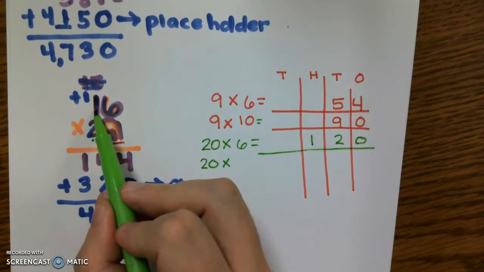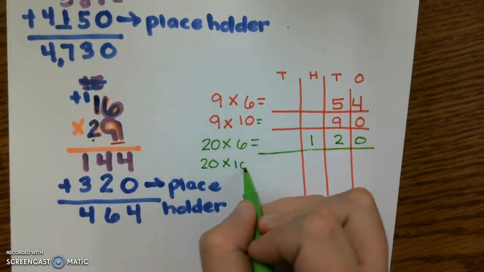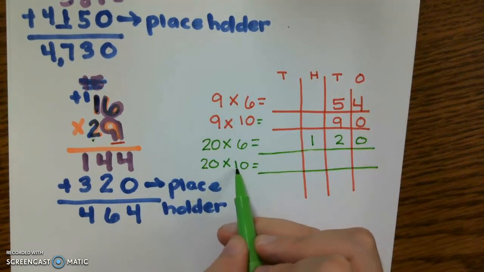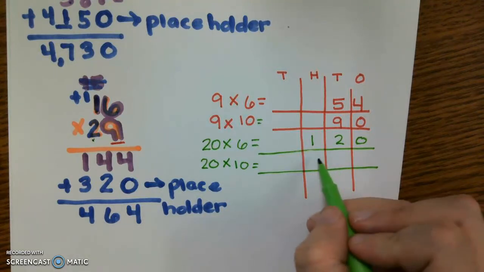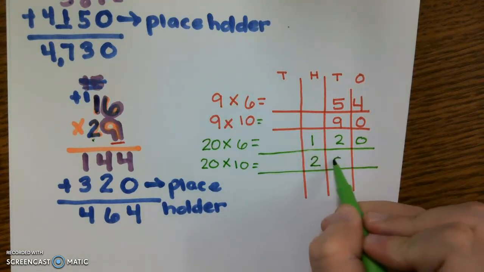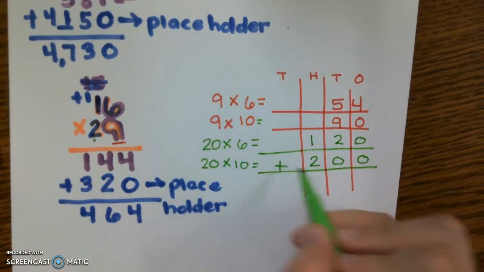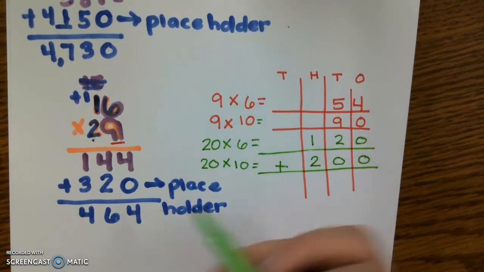I'm still at this 2, which has a value of 20, so I'm going to multiply 20 times the value of this 1, which is 10, so 20 times 10. 2 times 1 is 2, 0, 0. 2, 0, 0, that's 200. So I'm going to put a 2 in the hundreds place and 2 zeros in the tens and the ones place. Now I can add all of these numbers up to see if I get this same number.